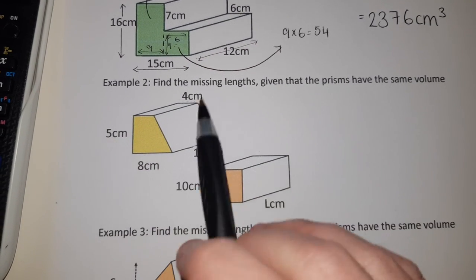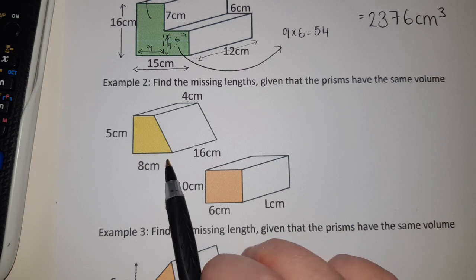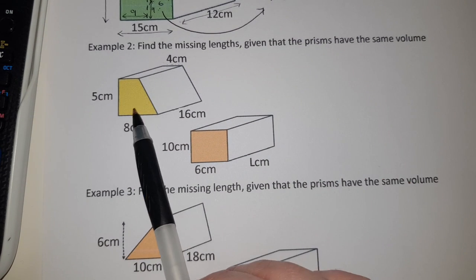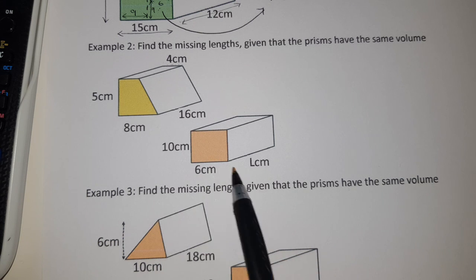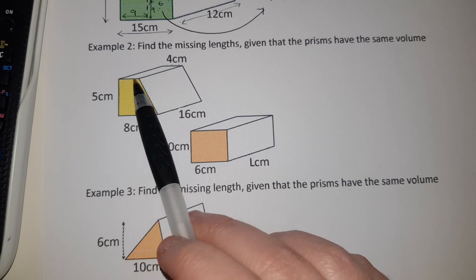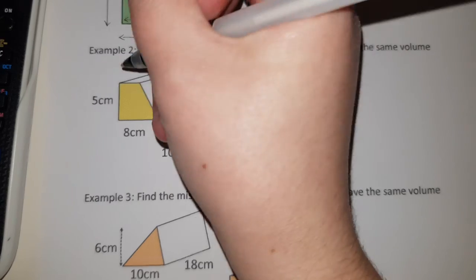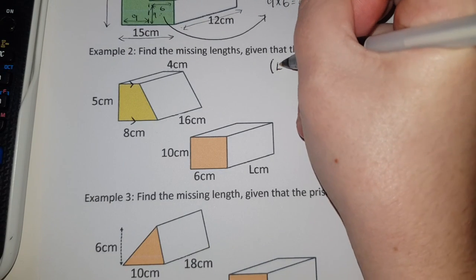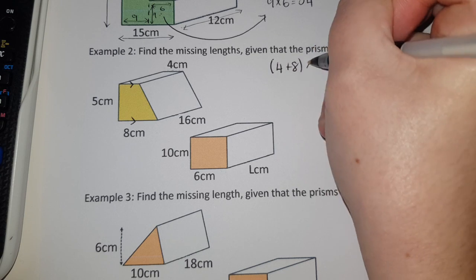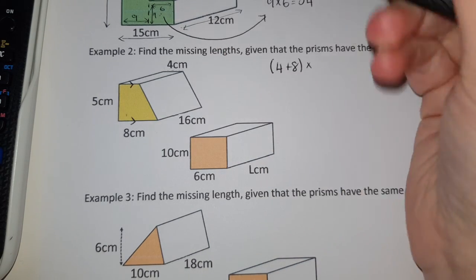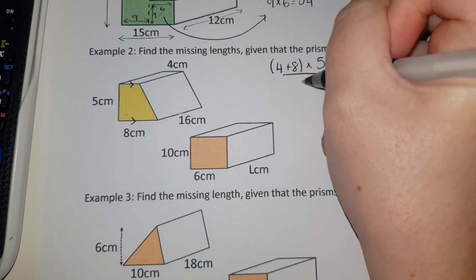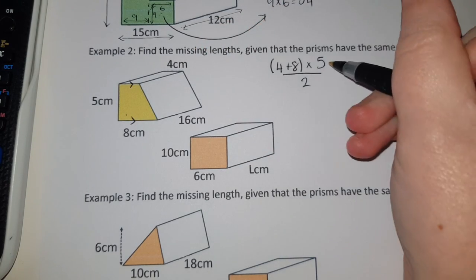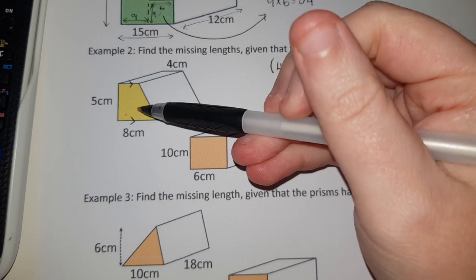Right, if I look at the next one, we're finding the missing lengths, given that these prisms have the same volume. So what that means is, if I work out the volume of one, I can put it equal to the other. Now this, first of all, is a trapezium. And we know the formula for a trapezium is to add together the two parallel sides. So I do 4 add 8. I times it by the distance between, which is 5. And then I half it. So add the parallel sides, times by the distance, and half it. That would give me the area of the yellow trapezium.